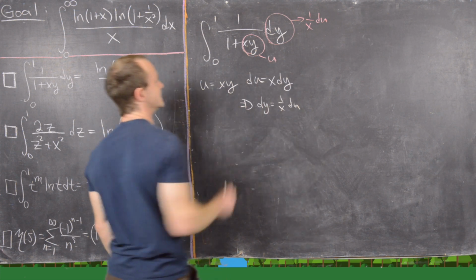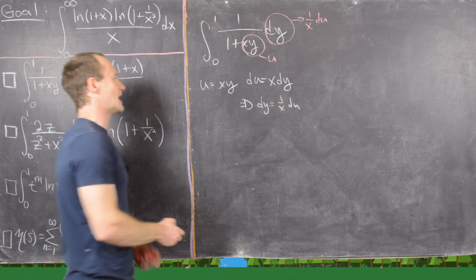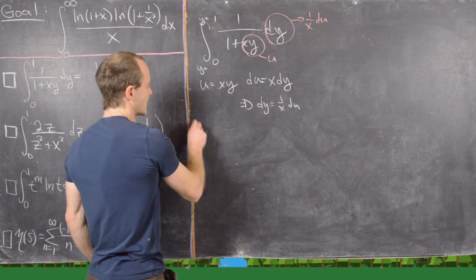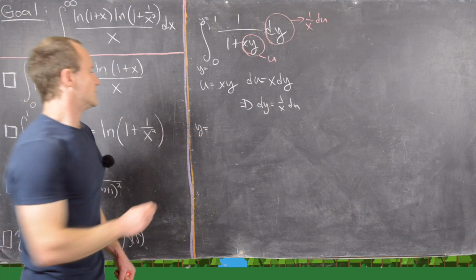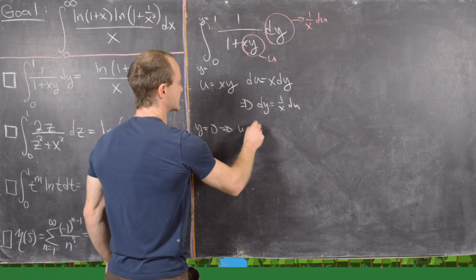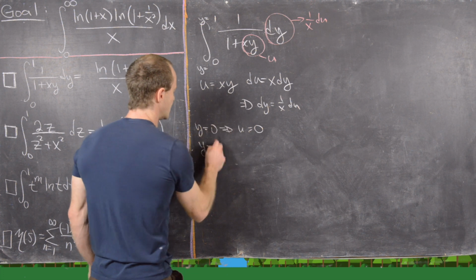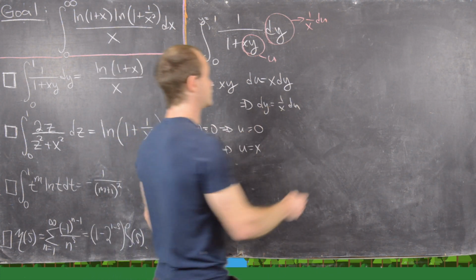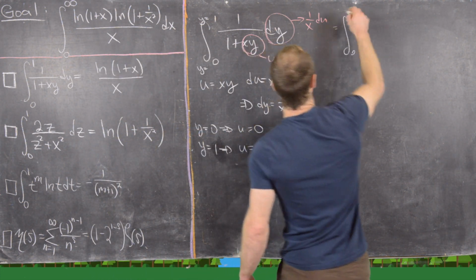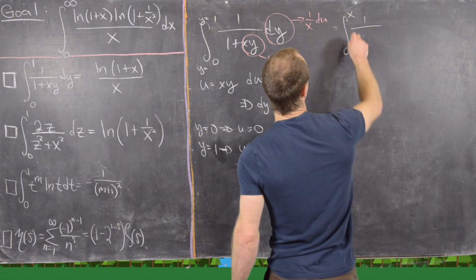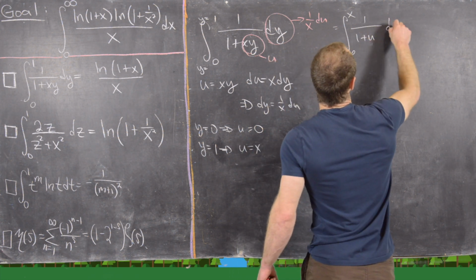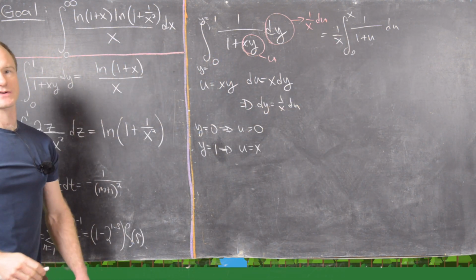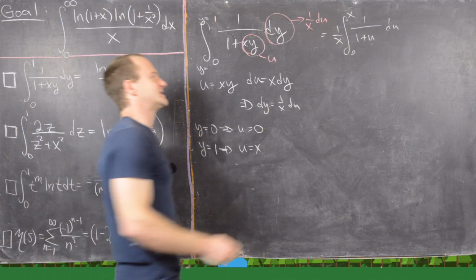Now let's see what happens to our bounds of substitution. Recall that these are y numbers right here. So when y equals 0, u is also going to be equal to 0, and when y is equal to 1, u is going to be equal to x. So that changes this into the integral from 0 to x of 1 over 1 plus u du, and then we can put a 1 over x out in front because that is a constant with respect to the integral. Now we're pretty much home free.